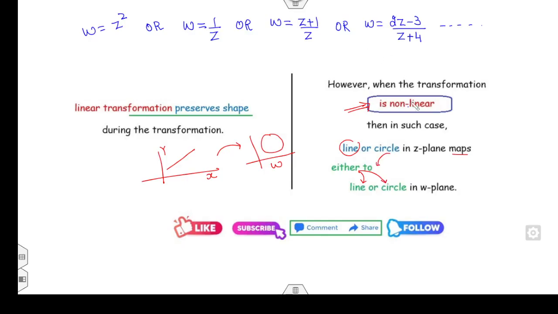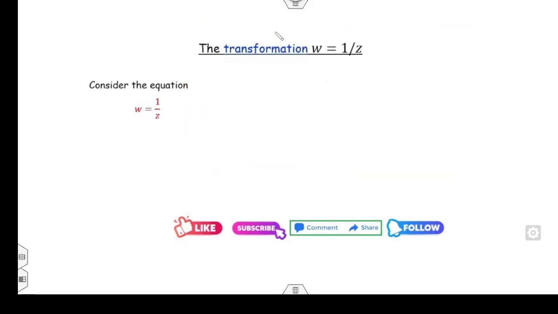So once it is linear, then it preserves the shape. But whenever it is non-linear, the shape may or may not be preserved. So in this lecture, we will cover the very beautiful concept of the first part, which is 1 over z. This transformation is called a reciprocal mapping. Also, this map is called the inversion mapping.